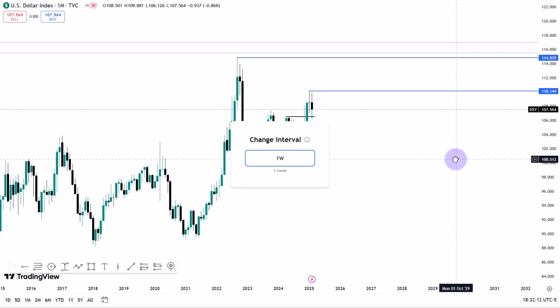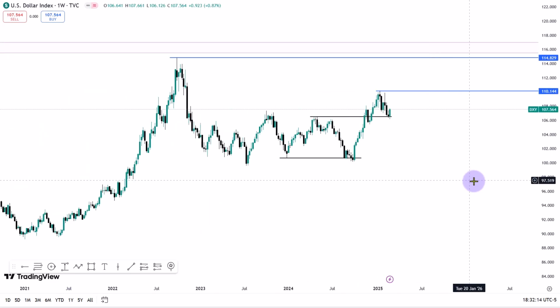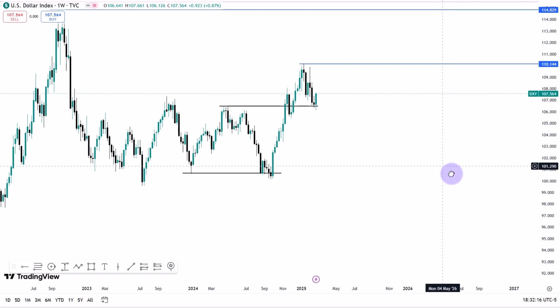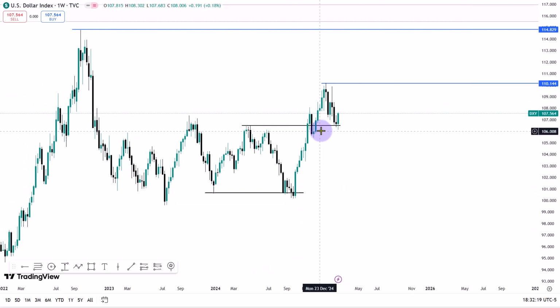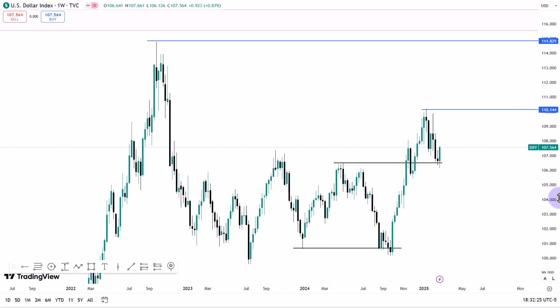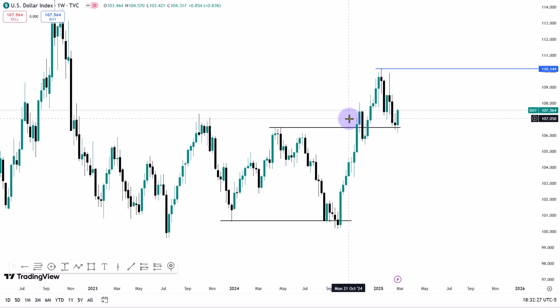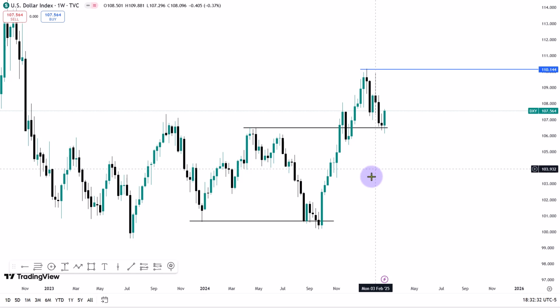Then we refine down to the weekly time frame, and on the weekly time frame, we're simply looking at price action creating larger expansions in the direction of order flow with smaller retracements against the order flow. Since we're bullish, we like to see larger expansion legs to the upside and smaller retracements to the downside, which of course we've been seeing previously.